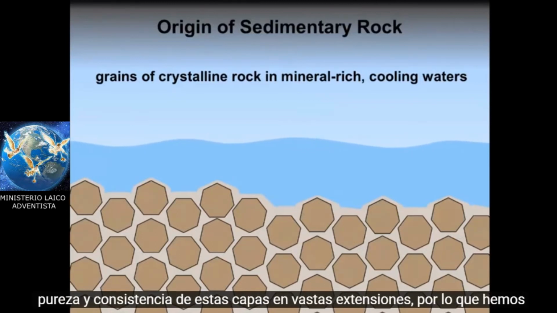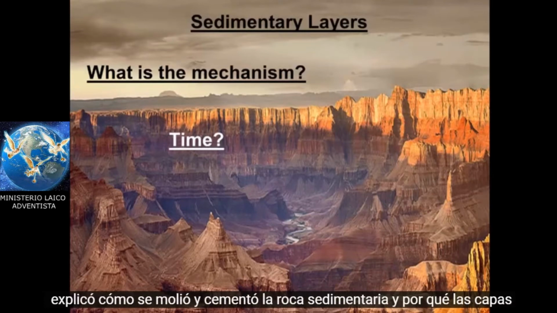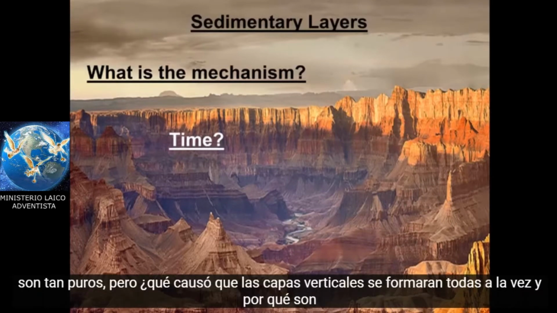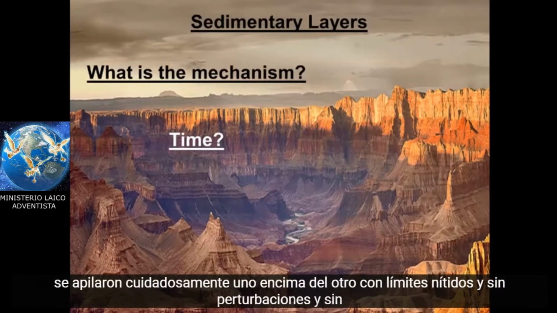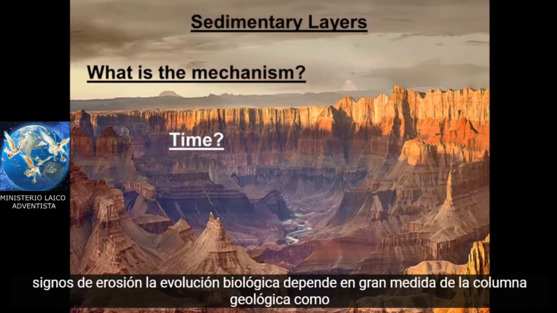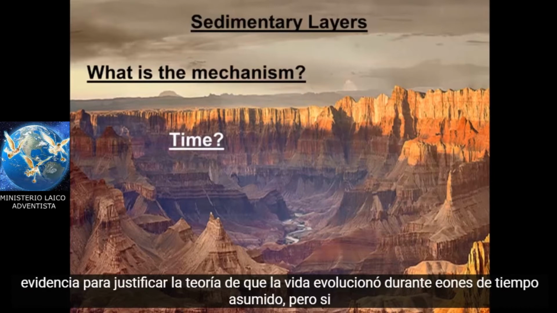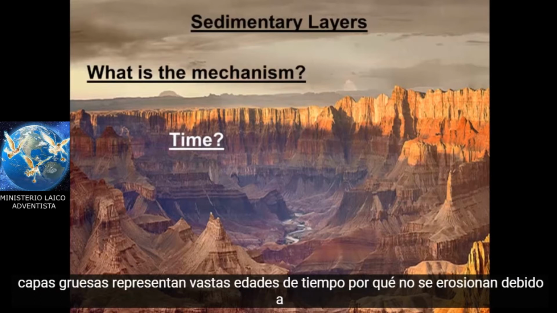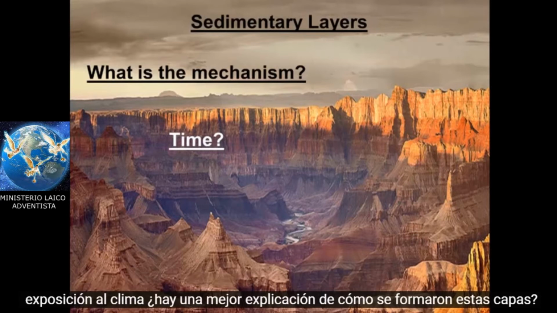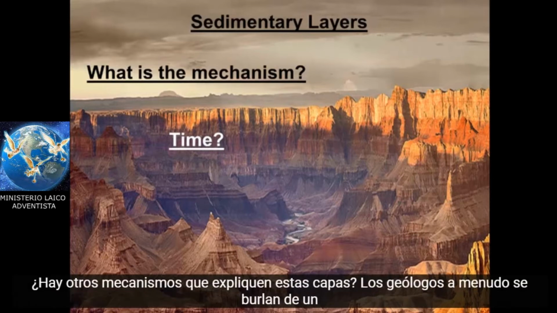So we've just explained how sedimentary rock was ground and cemented and why the layers are so pure. But what caused the vertical layers to form all at once? And why are they neatly stacked on top of each other with sharp, undisturbed boundaries and no signs of erosion? Biologic evolution heavily relies on the geologic column as evidence to justify the theory that life evolved over eons of assumed time. But if thick layers do represent vast ages of time, why are they not eroded due to exposure to weather? Is there a better explanation for how these layers formed? Are there other mechanisms that explain these layers?